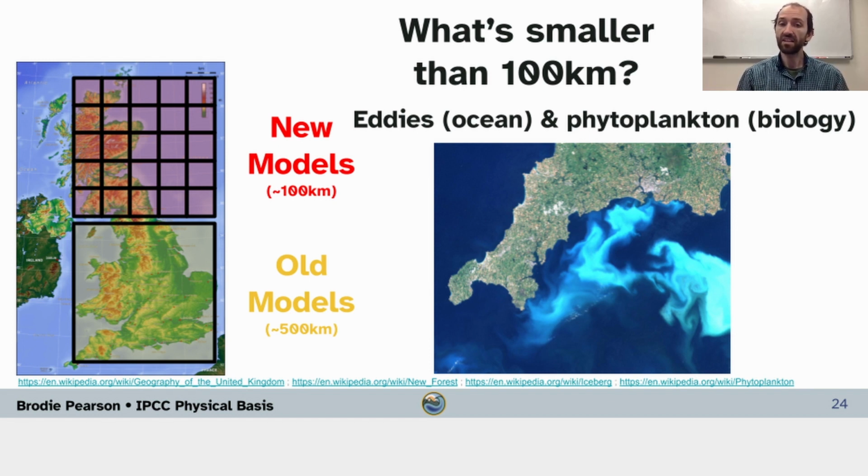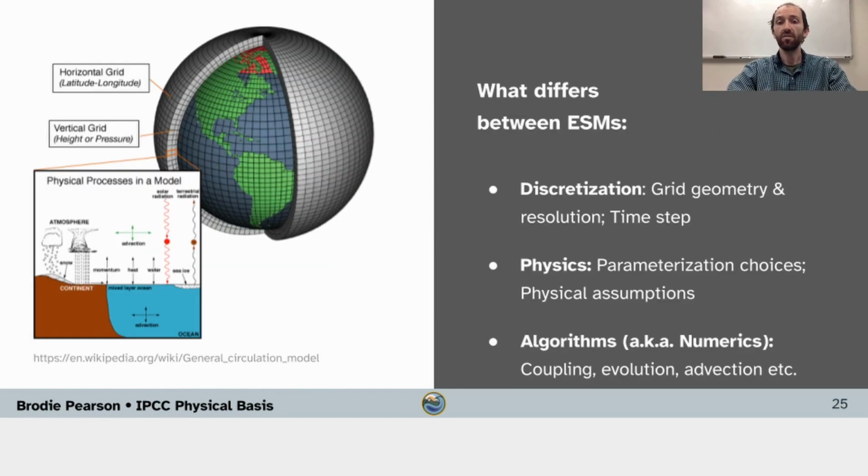And so both of these things, these ocean eddies and the phytoplankton dynamics, are happening at scales much smaller than the grid scale of a modern Earth system model. Now you've seen some of the physical processes that have to be parameterized within an Earth system model for it to accurately capture the evolution of the climate.